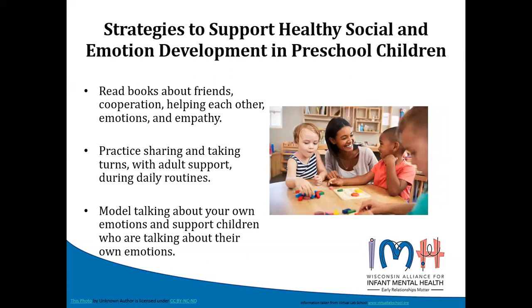So for preschool children, we want to make sure that we choose books that talk about friendship, cooperation, helping each other, expressing emotions, and talking about empathy. And then also having opportunities for preschool children to practice sharing and taking turns. And it's really in the context of them helping you that they learn to share and take turns. So for example, if they want a crayon that their peer has, you may say things like, here, I'm going to share my crayon. And that actually teaches kids how to share. And then model talking about your own emotions and how you're feeling in the moment.